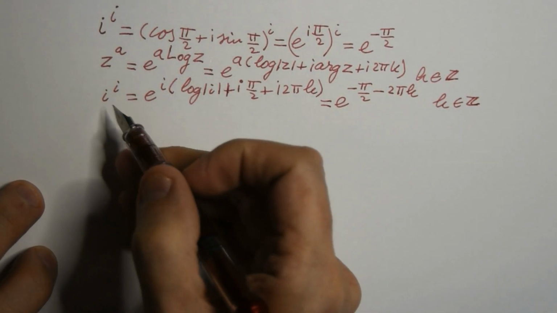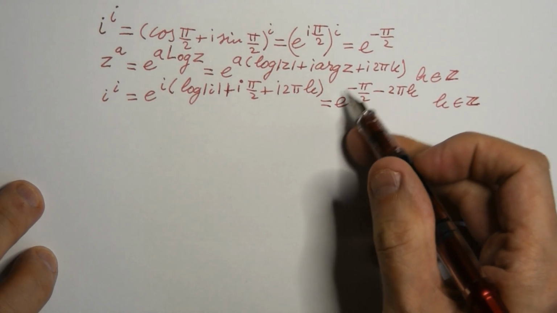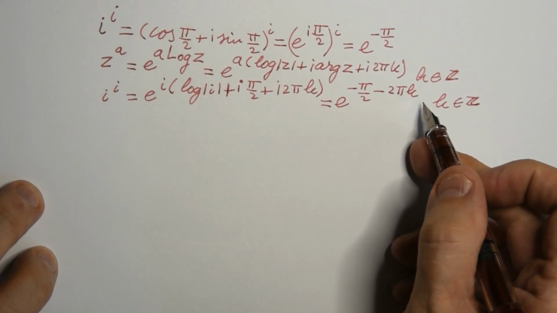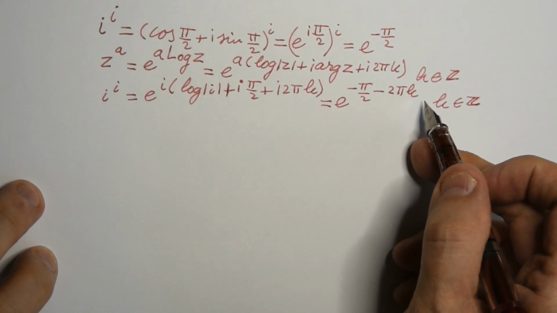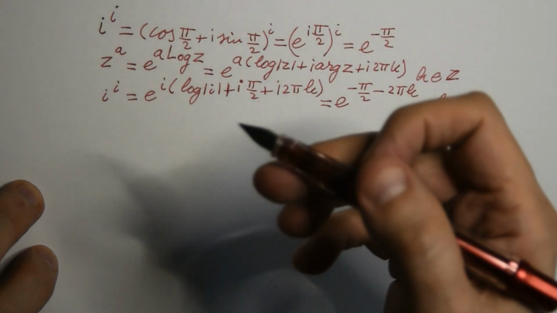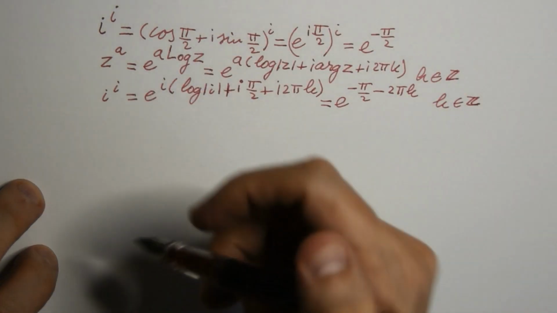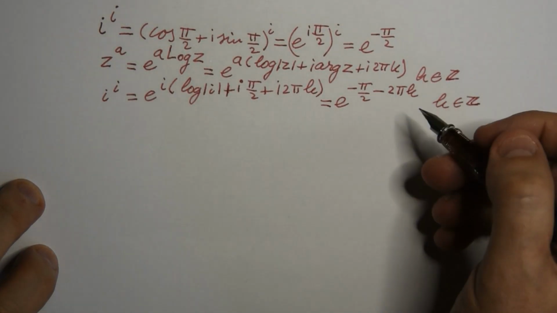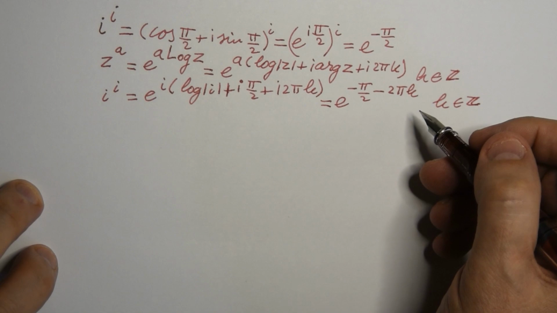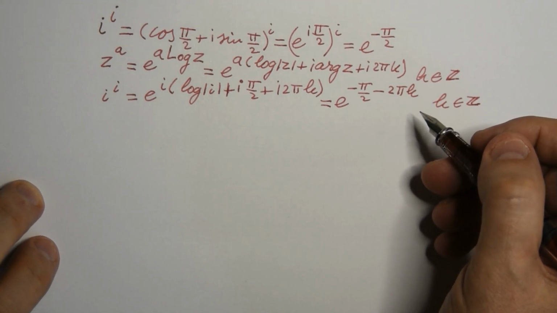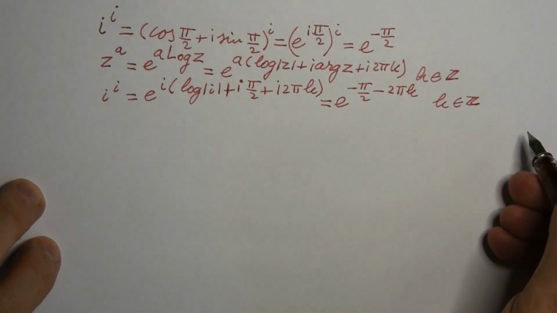And now you can see that i to the i doesn't have a single value as a solution, but it has multiple values as a solution, and they're all valid. That's the interesting part about complex numbers versus real numbers, where you have single valued functions. If you do 2 to the power of 3, there's only one answer, and it's not a whole range of answers. With i to the power of i, that is not the case.